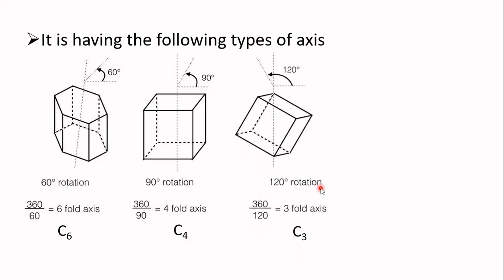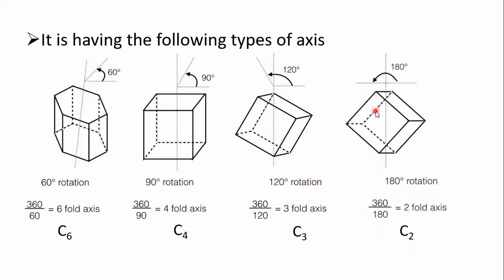Let me take one more. When I rotate this unit cell along this line, it will give the same appearance after rotating it through 120 degrees. That means on complete rotation through 360 degrees, we will get the same appearance 3 times. Hence this line is called a 3-fold axis of symmetry. And you may consider one more. When I rotate this unit cell along this line, we will get the same appearance after rotating it through 180 degrees. So we will get the same appearance 2 times when we rotate it through 360 degrees. Hence this line is called a 2-fold axis, or it can be represented as C2.